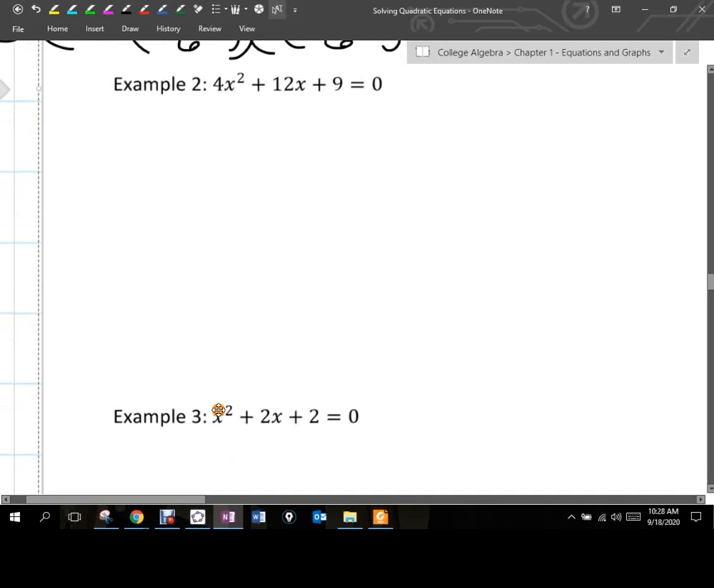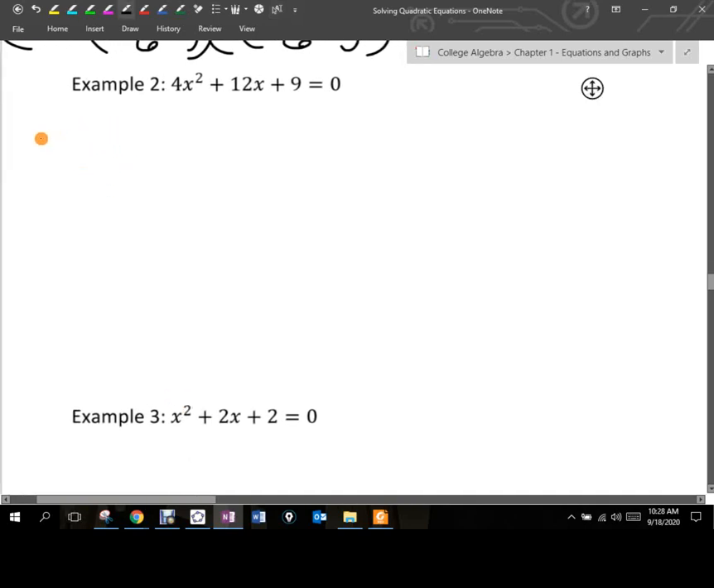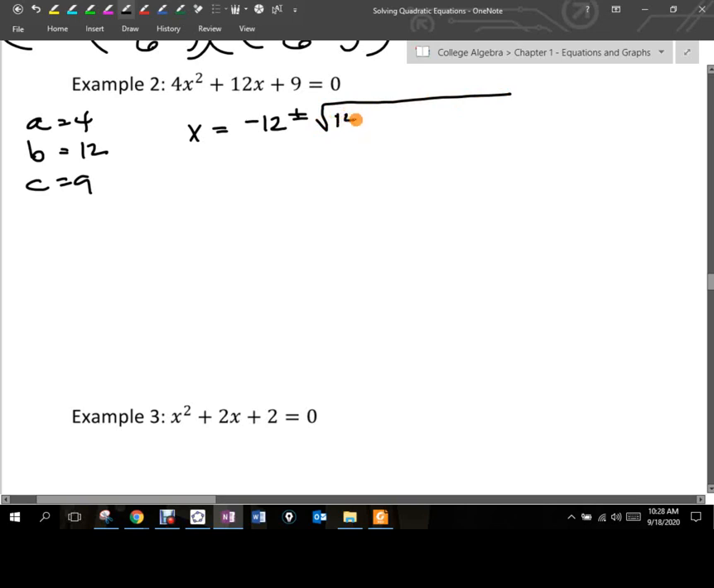Let's do this one. What's A? 4. B, 12. C, 9. Okay. So then I'm just going to run that stuff through my formula. We're opposite of B, so negative 12, plus or minus 12 squared, which is 144, minus 4, A was 4, so there's 16, right? Times C, which is 9. Anybody know what 16 times 9 is? 144. Over 2A, which is 8.